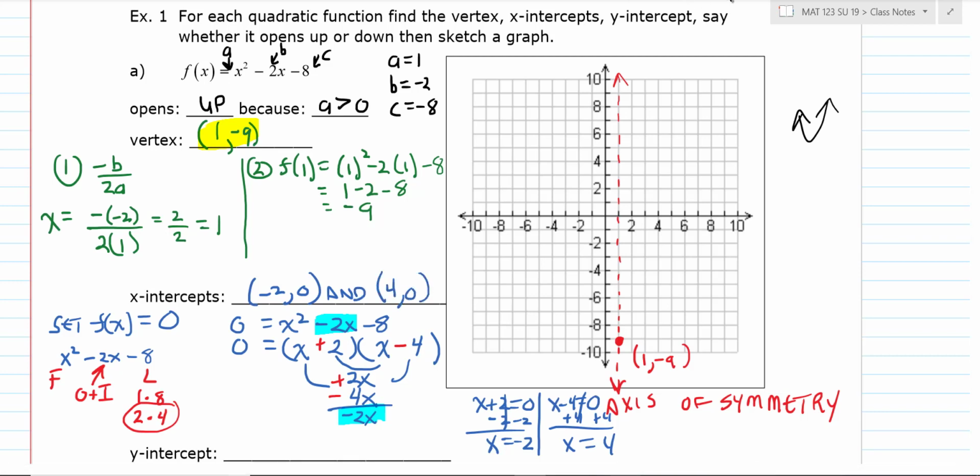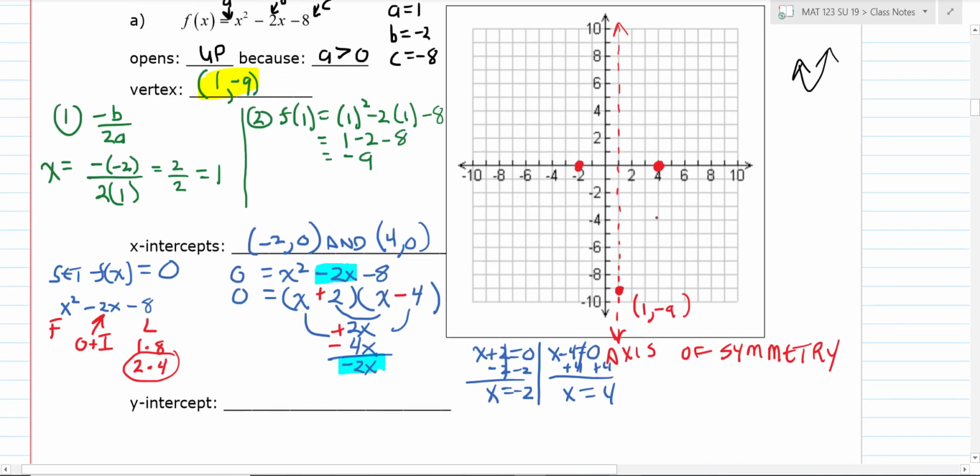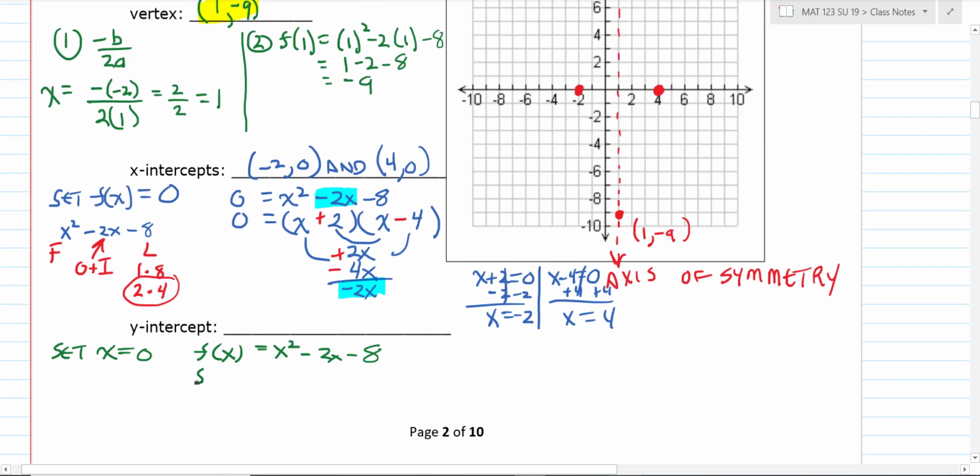All right, so what I'll do now is go to -2, 0 and put a dot, then 4, 0 and put a dot. We're trying to get as many points as we can. The next thing we're going to do is find the y-intercept. You set x equal to 0. So for the quadratic, f of x equals x squared minus 2x minus 8, you do f of 0. That is 0 squared minus 2 times 0 minus 8, which equals -8. So you end up getting the point 0, -8.